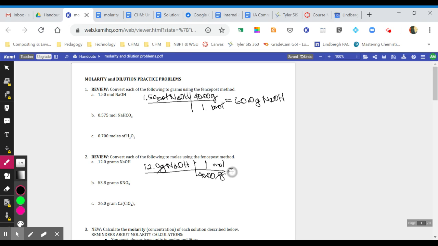So in this case, we're going to divide 12 divided by 40, and we end up with 0.300. That keeps our significant figures, moles of sodium hydroxide. So go ahead and do those other ones just for a little review, and in my next video, I'll show you how to calculate molarity.